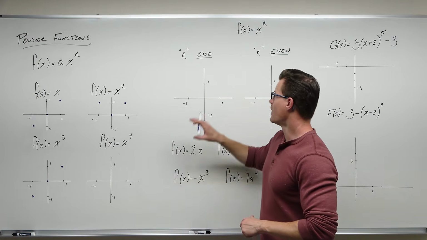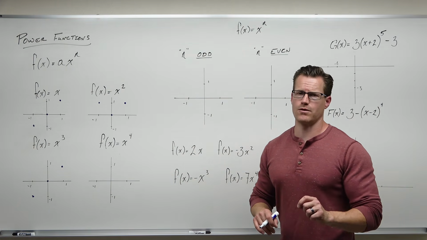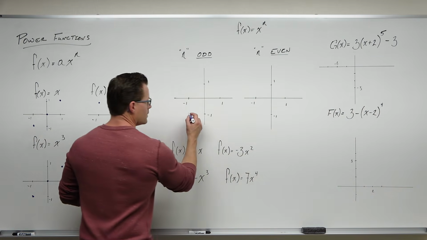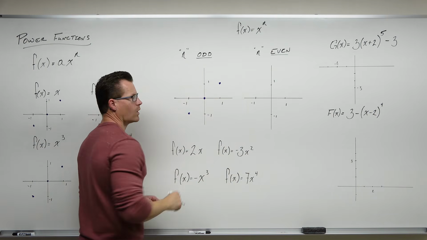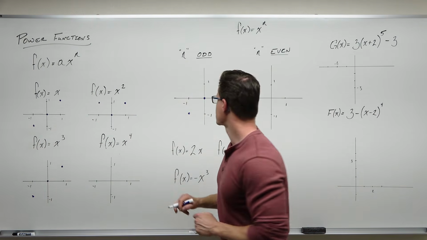These are the same. And in fact, when we get to odds, every odd power function ever is going to have these 3 key points: (-1, -1), (0, 0), and (1, 1). Every single one of them will have those 3 key points.